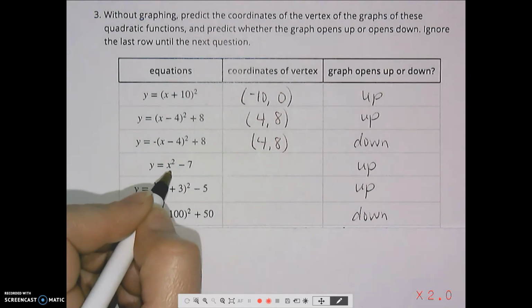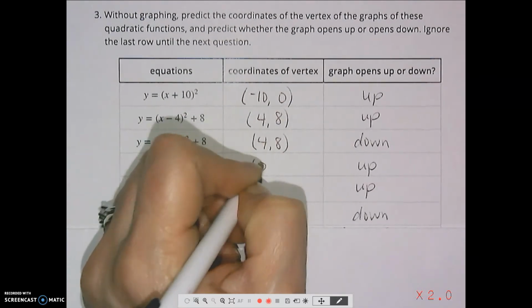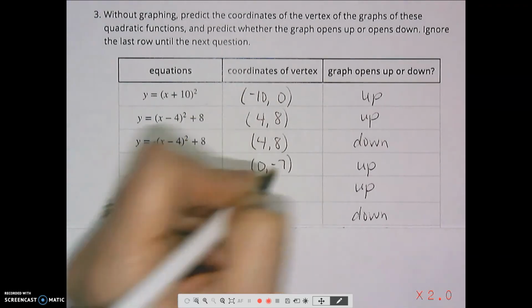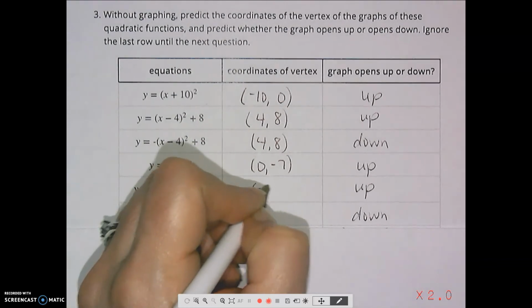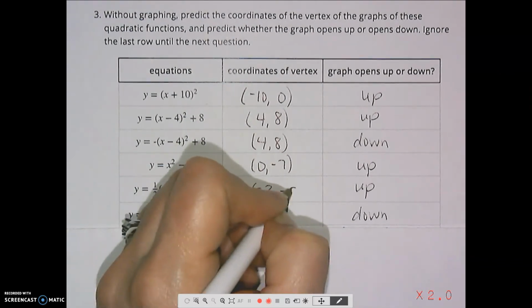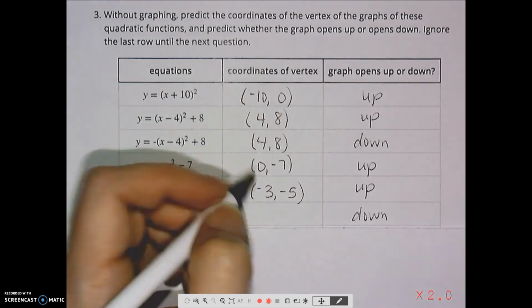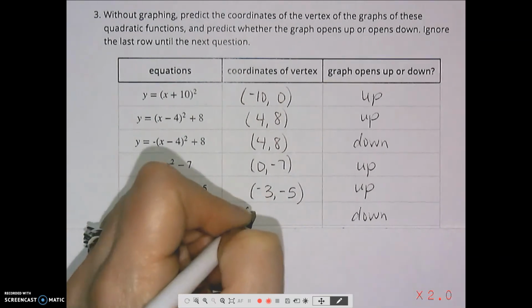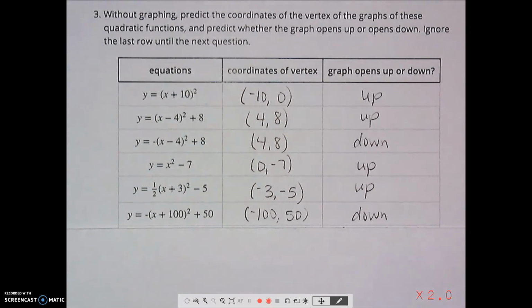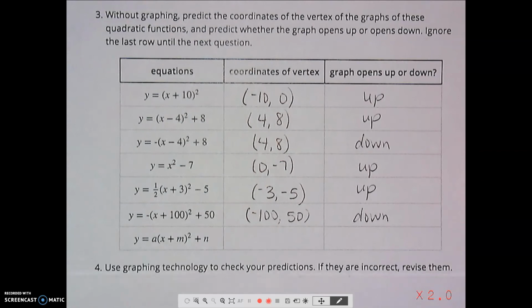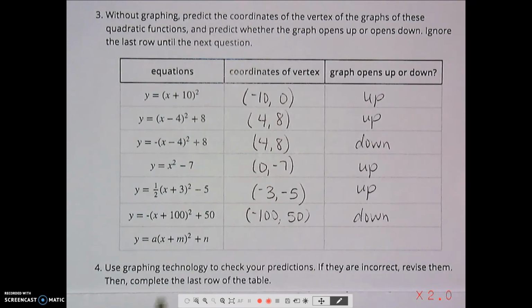Here for this next one, we have nothing added or subtracted with the x, so that means our x coordinate is 0, and then the negative 7 stays as our y coordinate. Here, we will take that positive 3 and make it a negative 3. Negative 5 on the outside stays the same. And then the 100 inside changes to negative 100, and the positive 50 on the outside stays the same. Okay. So now it says use graphing technology to check your answers. Okay, so we know that those are true. Then we're going to complete the last row of the table.